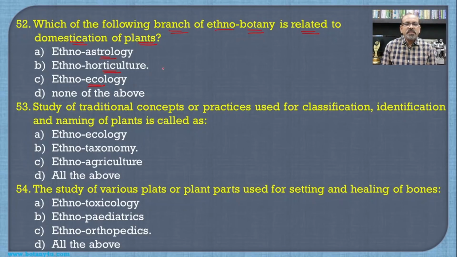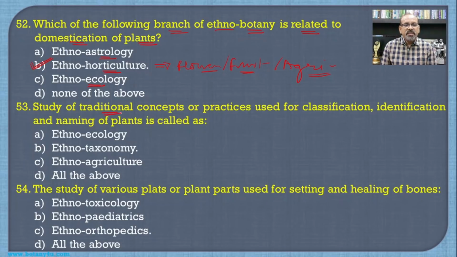Then horticulture is the cultivation of plants for their flowers or fruits. Even the kitchen garden, terrace gardening, or any type of traditional gardening is part of horticulture. Even agriculture, that is ethno-agriculture, also becomes the answer for this question. So, either ethno-horticulture or ethno-agriculture will be the answer, which is responsible for the domestication of the plants.